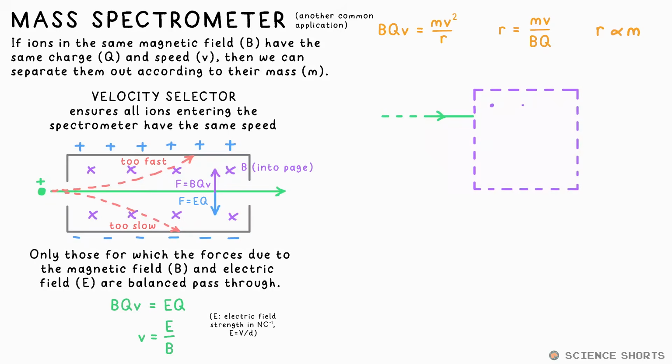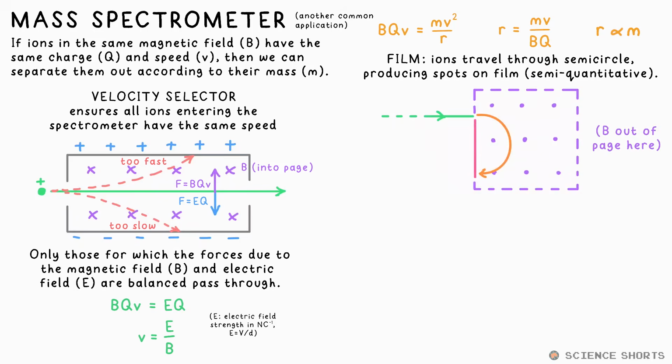There are two main designs then. Number one, the particles go through a semicircle in the magnetic field and hit a piece of film. The further along the film the spots are, the bigger the mass that caused them. We can measure this diameter to get the radius and then calculate the mass from that. Brighter spots means there's more of these particles hitting that spot, so it's semi-quantitative.